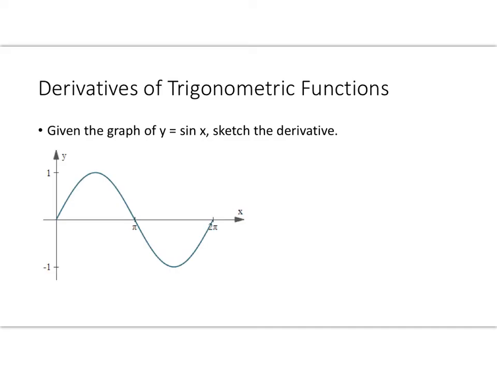So remember, if we're finding a derivative of a function, we're trying to find the slope all along that function. So if I'm given the graph of y equals sine x like I have here, I can sketch a graph of its derivative based on the slope. Well, I know at this maximum point it has a slope of 0. At this minimum point it has a slope of 0. And then I have to look at what's happening between those 0 slopes.